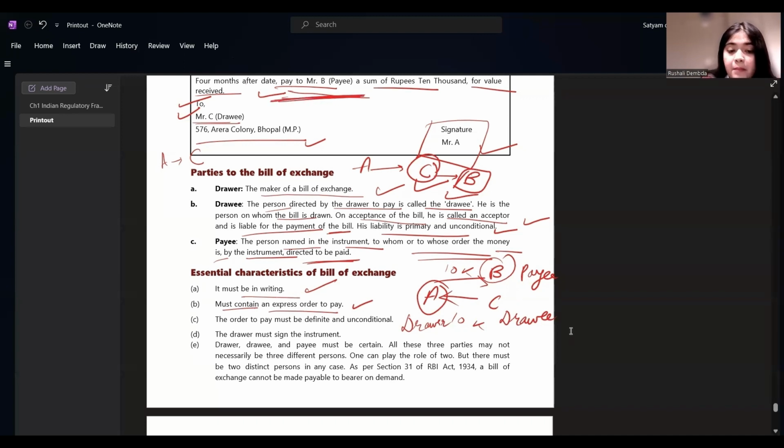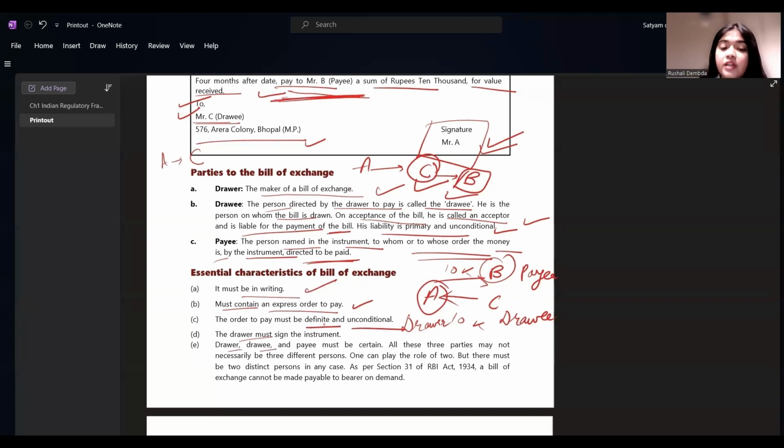The order to pay must be definite and unconditional. The amount is definite, the person is definite, there is no condition given. "4 months after it" is the time period given, and that is not a specific condition. The drawer must sign the instrument. We saw the signature of A.